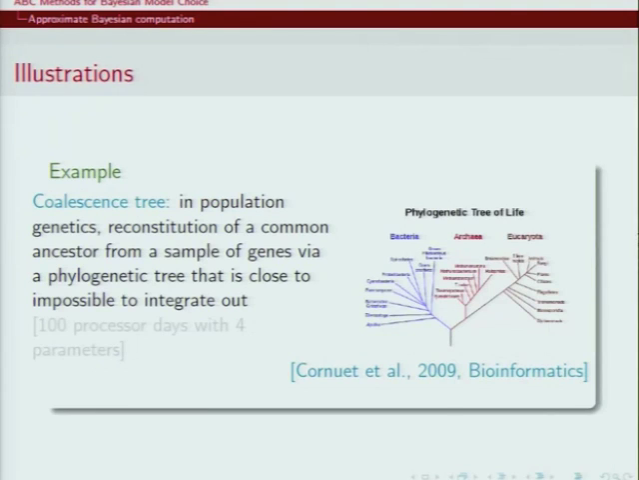The starting point of ABC methods is population genetics, and in particular phylogenetic trees, where the phylogeny itself was not of interest, but only the parameters driving the tree were of concern for the geneticists. Integrating over all the possible trees was such an impossible task that they started doing these approximation methods that led to ABC.